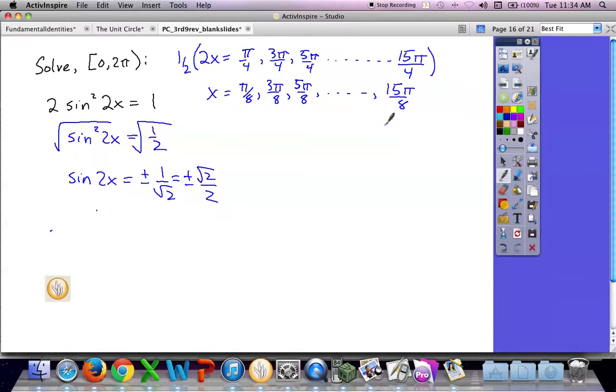Remember, that's how you deal with a multiple angle here. You cannot divide this by 2 in this position. You need to set the angle equal to all the angles and then divide by 2.